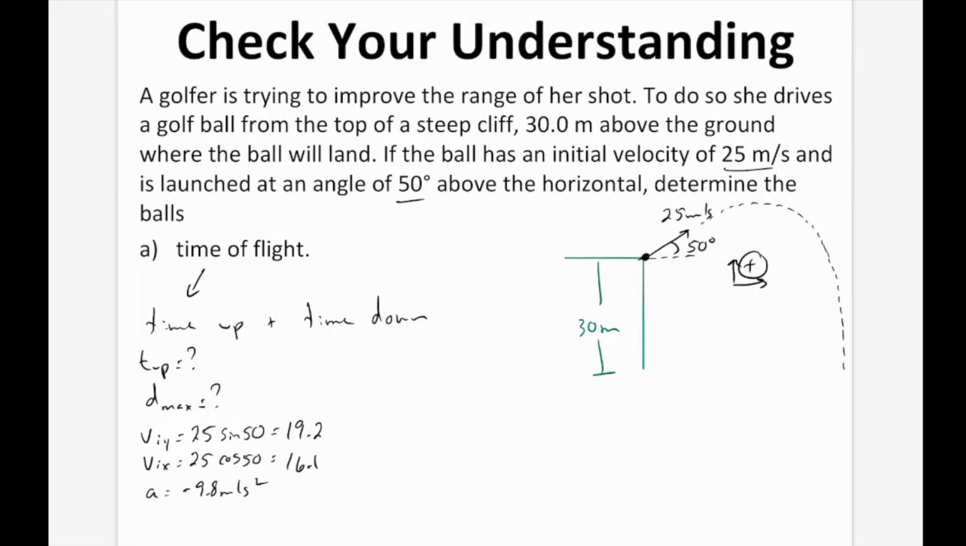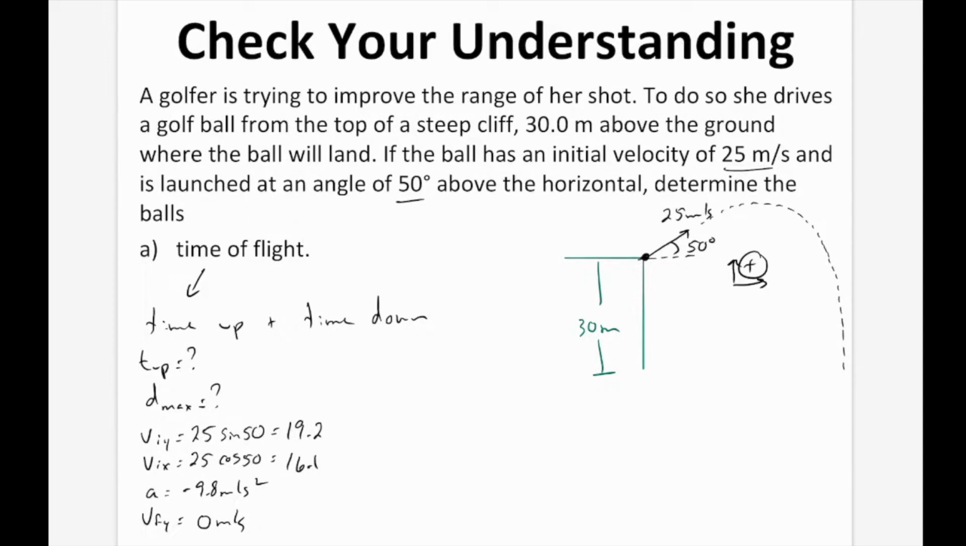And we know at the very top, VFY is going to equal 0 meters per second, because it's not going to be moving in the vertical direction at the top. So now what we need to do is solve for time up. We need to solve for D. There's a bunch of things we can do, so let's find time up first. So time up, that's going to be our question.